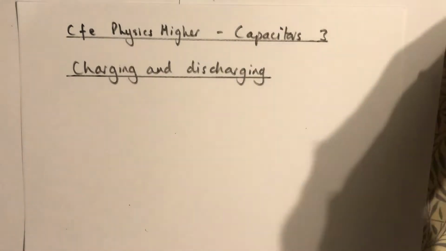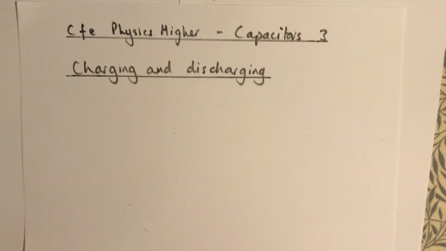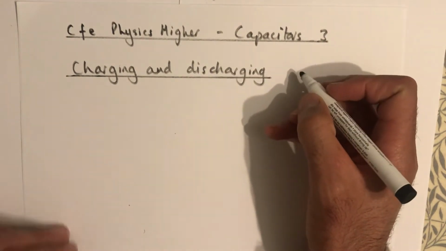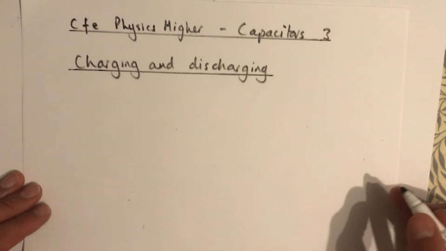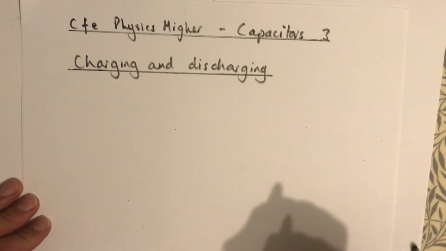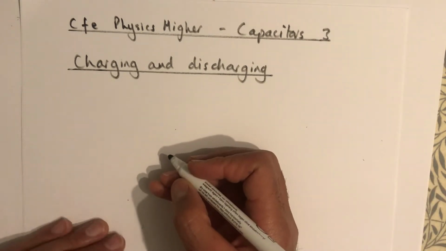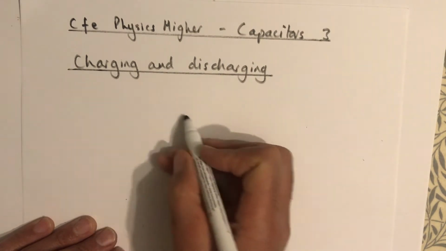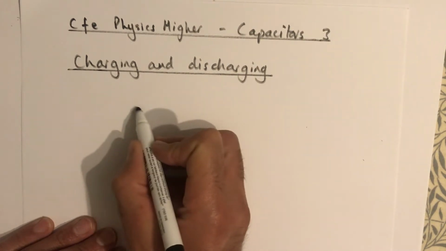Okay, capacitors continued. Charging and discharging graphs. Now, this arose in yesterday's lesson when I didn't think that the graphs that I prepared for you were clear enough. And I wanted to just introduce you to the most simple possible charging and discharging scenario.